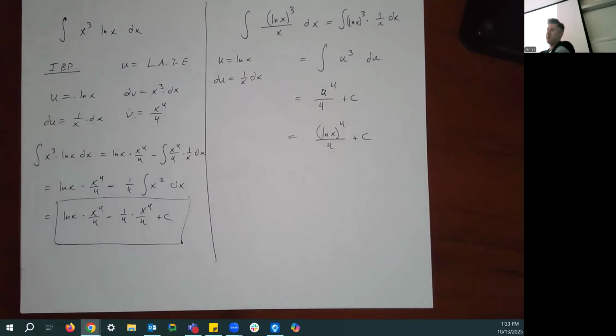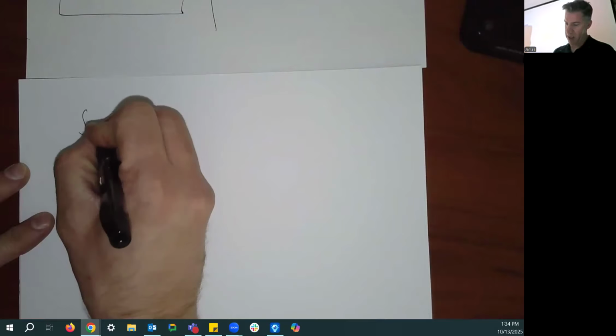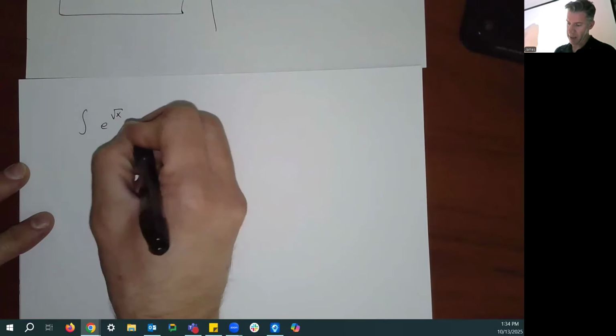Sometimes you have to do a u sub before you do an integration by parts, which can feel kind of terrible. Well, let's look at a couple examples of that because they are things that come up. Let's look at the integral of e to the square root of x dx.